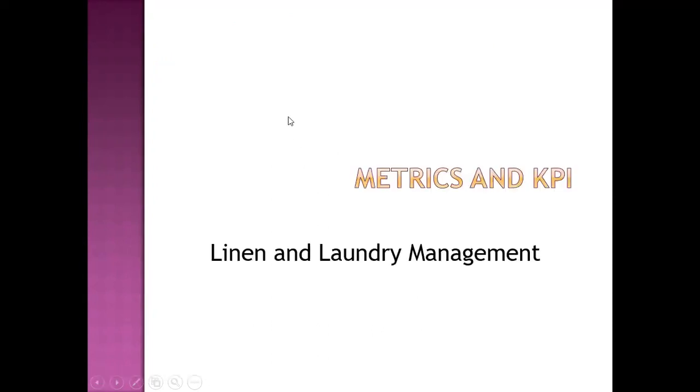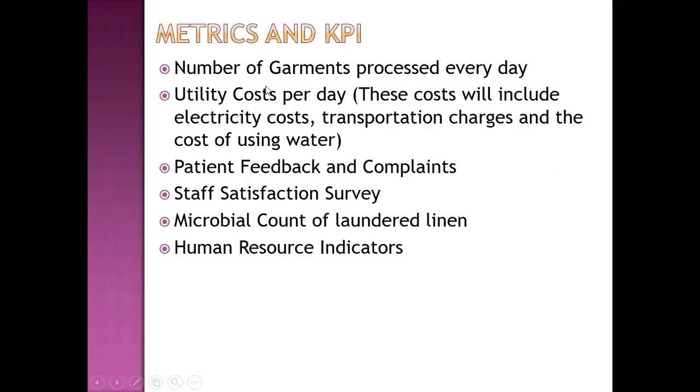Then finally, metrics and KPI. Metrics include number of garments, which here should be read as linen, number of linen processed every day, and utility cost per day. The cost includes electricity cost, transportation charges, and cost of using water. Then patient feedback and complaints, staff satisfaction survey, microbial count of laundry linen, and indicators related to human resource management.